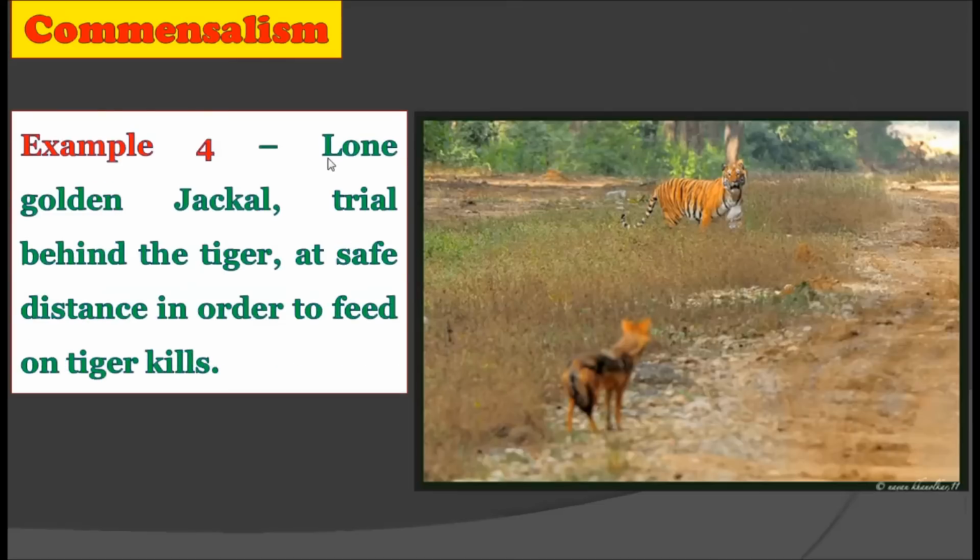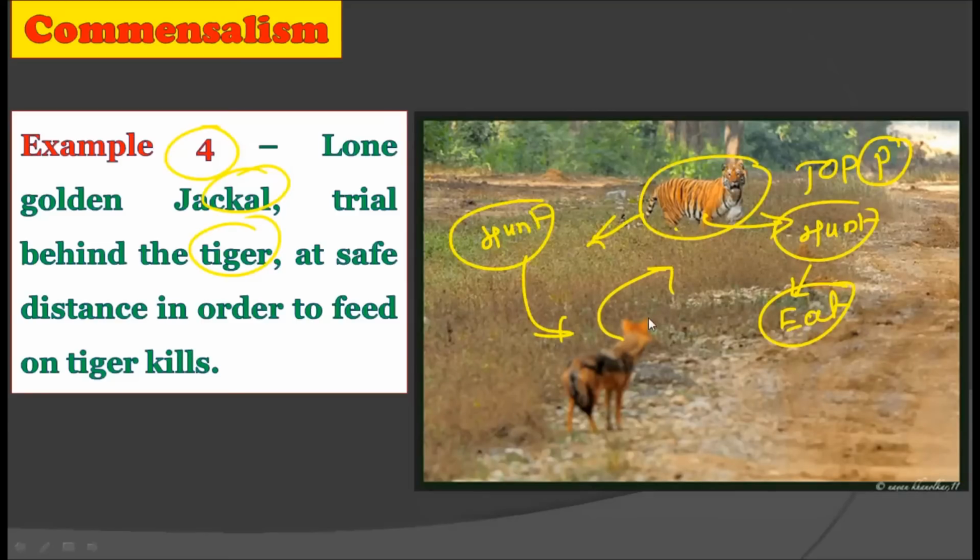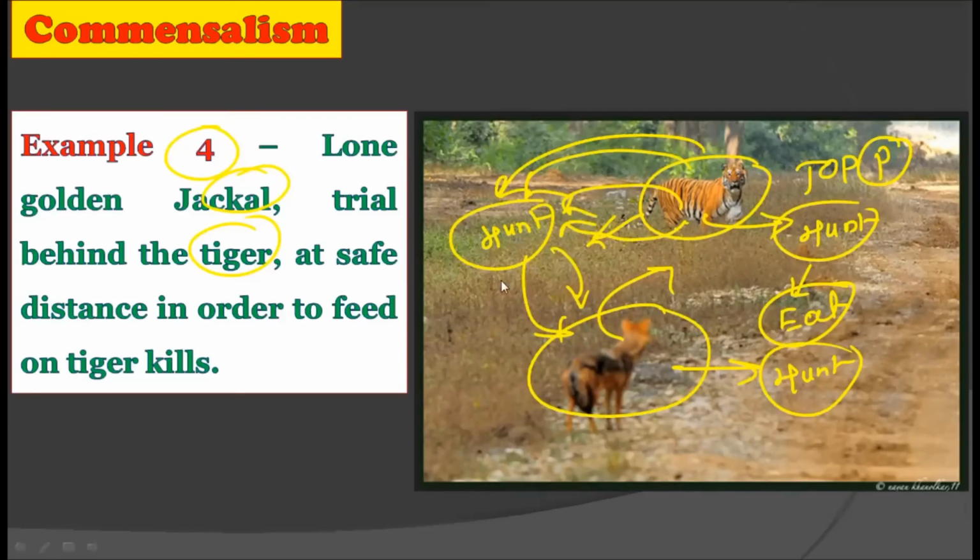All right. Now the next example for commensalism is the lone golden jackal trailing behind the tiger. As you know, in an ecosystem, tigers are considered top predators. After hunting, they have to eat their catch. What the golden jackal does is just follow the tiger, because when the tiger is feeding on its hunt, some leftover is taken by the golden jackal. In this way, the golden jackal doesn't have to really hunt any animal, but whatever the tiger catches, the leftover is taken by the golden jackal. The golden jackal gets positively benefited while the tiger remains neutral. Hence, it again falls under the definition of commensalism.